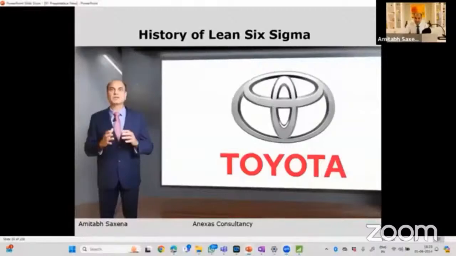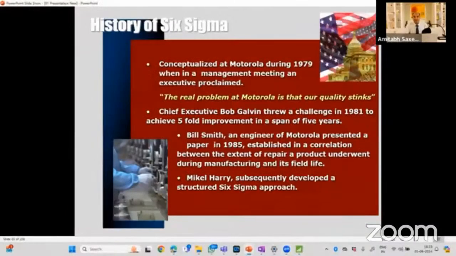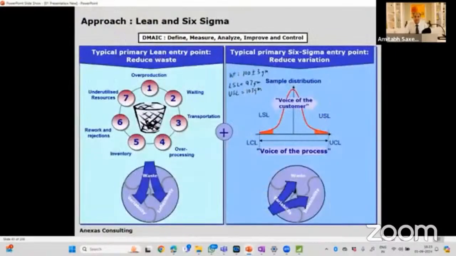Let me expand this a little bit before I tell you what is Lean and Six Sigma, which of course the slide adequately describes. Because when I say what is Lean and what is Six Sigma, some people generally ask me what is the difference between Lean and Six Sigma. So that also I will tell you. Some of you are already asking me that. I will talk about that.